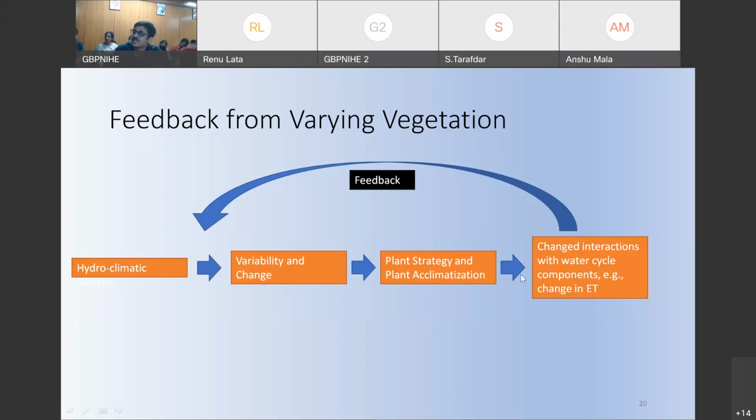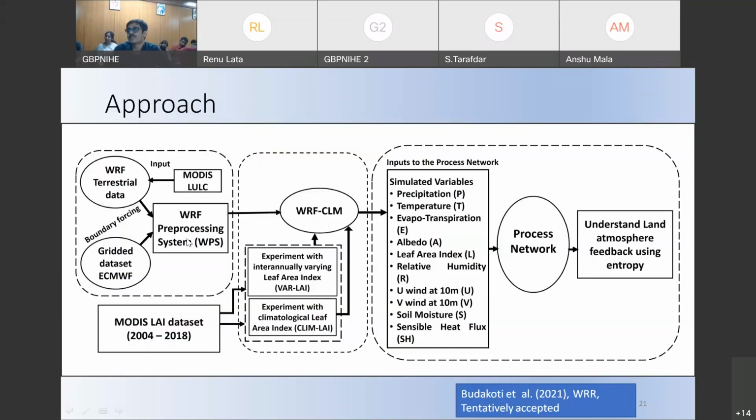The idea here is that we are trying to understand what is the feedback of these kinds of changes on the hydroclimatic system. Of course, because of climate variability and changes, there will be changes in the plant. But if there is a change in the plant, what will be its feedback back to the climate system? We are trying to understand that. For that purpose, again, we have used WRF-CLM, which is now fully accepted.